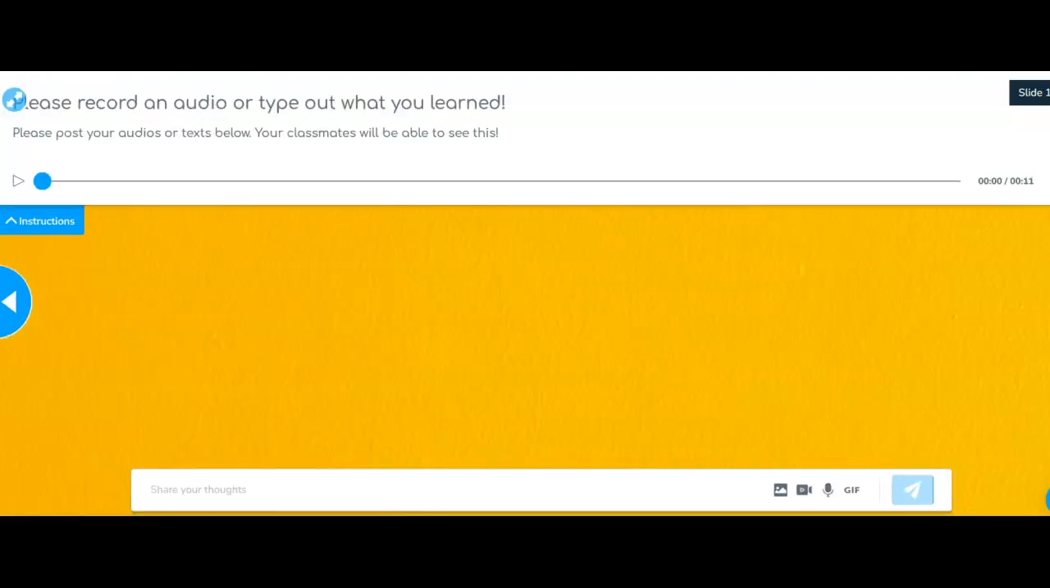This was my closing activity. Students will summarize what they have learned throughout the digital lesson using a collaborative board. They will post either an audio recording or a text. Their classmates can see their responses and read or listen to them. This is accessible for students who are still learning to type and write out their words.